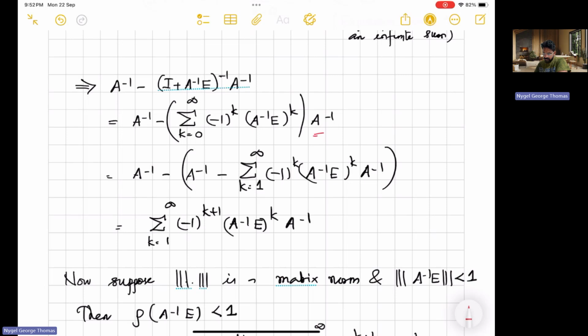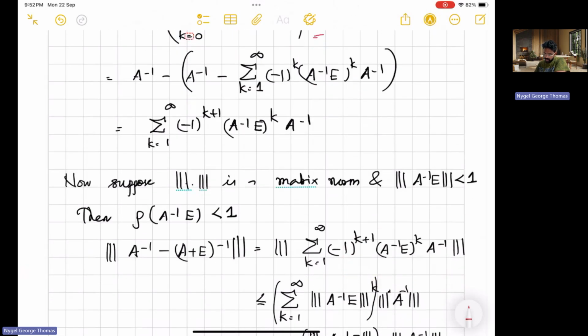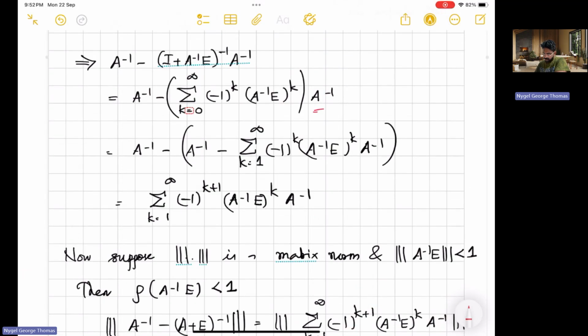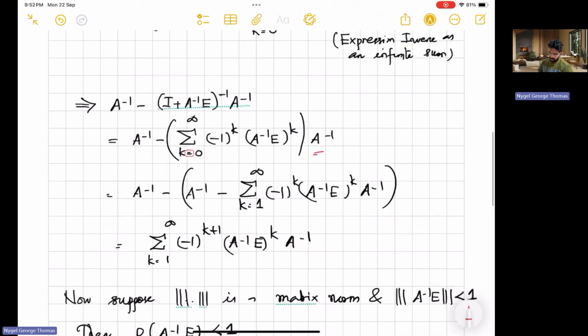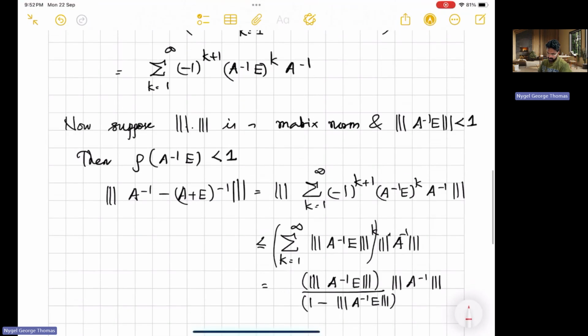So I'm just taking the term k equal to 0. In A inverse minus A inverse minus the rest of the terms from 1 to infinity, A inverse and A inverse will cancel. So this will be sigma k equal to 1 to infinity. There is a minus sign outside, so that minus sign got absorbed inside. Instead of minus 1 raised to k, it will be minus 1 raised to k plus 1, (A inverse E) the whole raised to k, A inverse. So this is what we get for this difference, the error function.